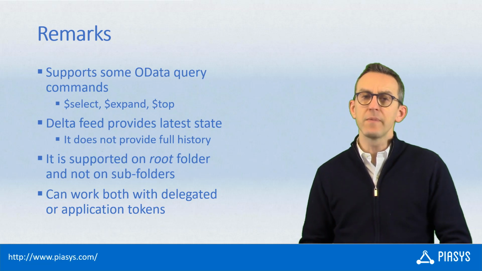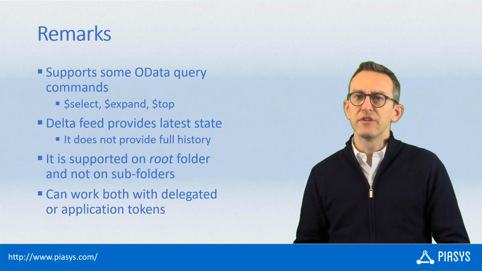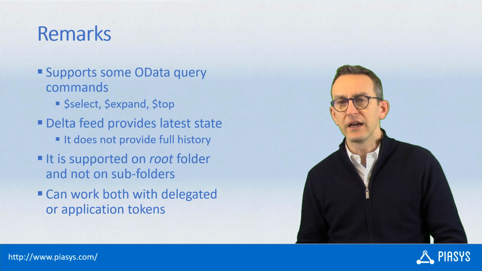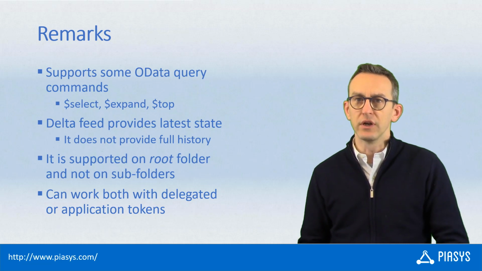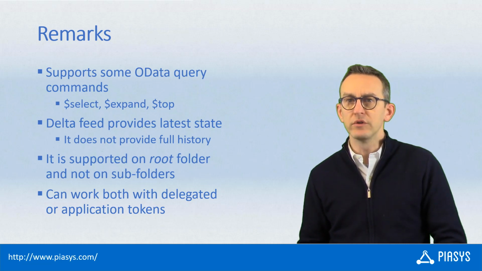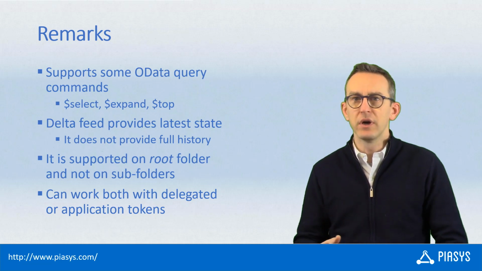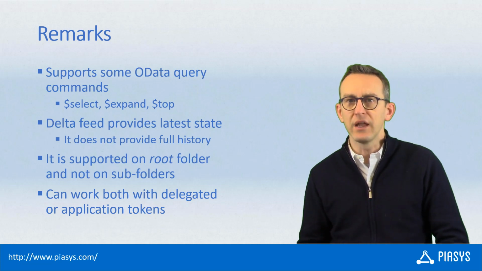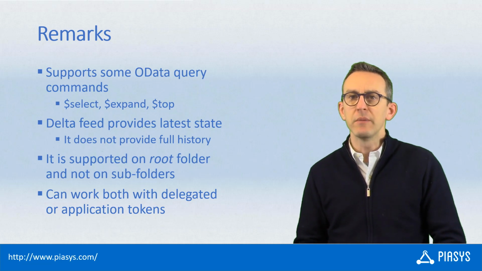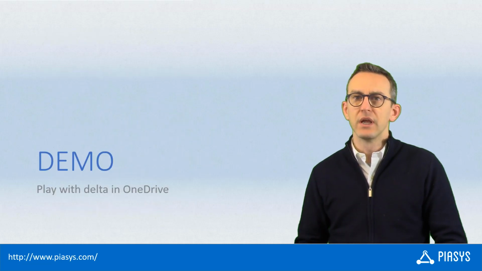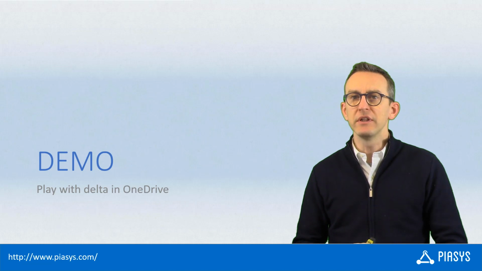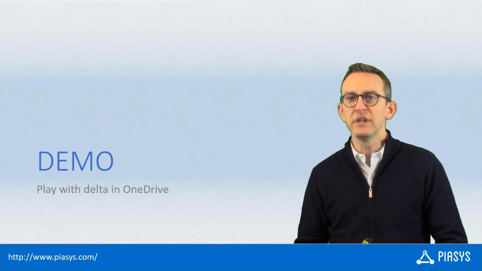Last but not least, this functionality is available both with delegated access token and with application access token. So you can use it in app-only mode, and you can, for example, create a batch running on an Azure job or on a function or wherever you like, working with an application-only access token. So let me move to the demo environment as usual, and let me show you how to play with this functionality.